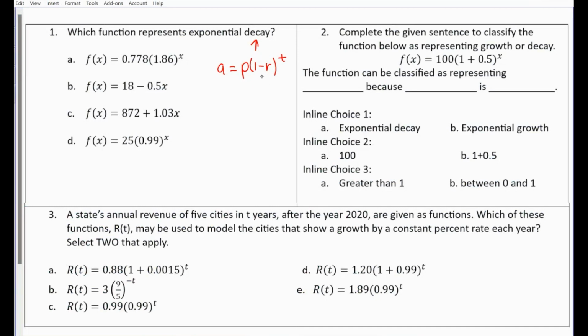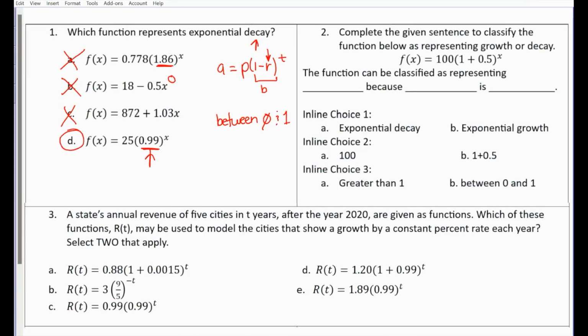It means that our r, or our b, our base, our common ratio is going to be in between 0 and 1. So we're looking for our b with a number in between 0 and 1, or our r also in between 0 and 1. So let's look at A. This one has 1.86. This is growth. B is not an exponential because there is no power to the x, so this is actually neither. Same goes for C. And then D, if we notice, 0.99 is in between 0 and 1. So our answer is D.